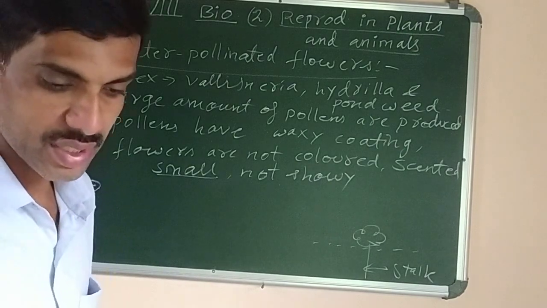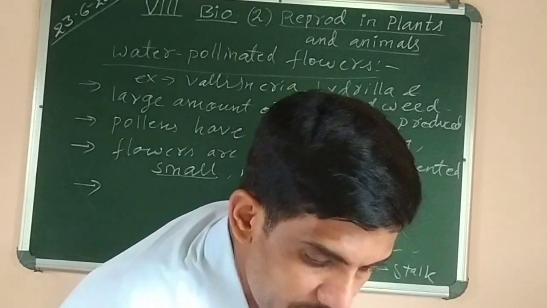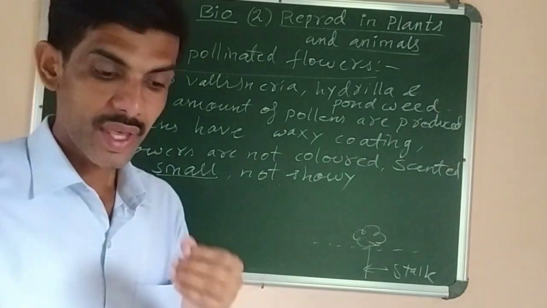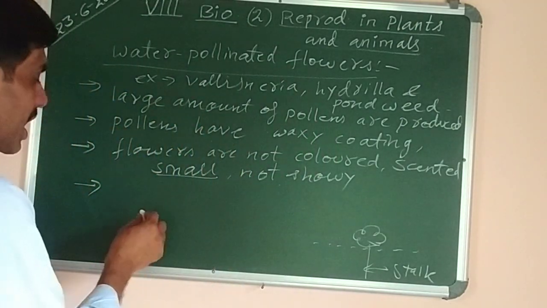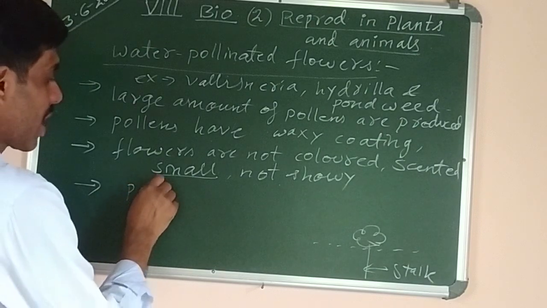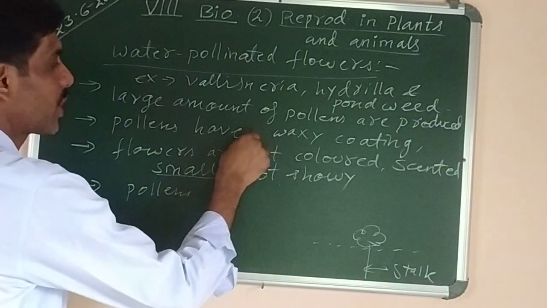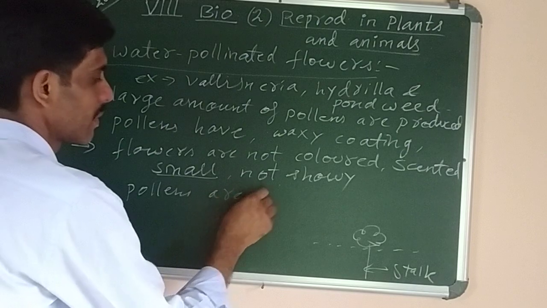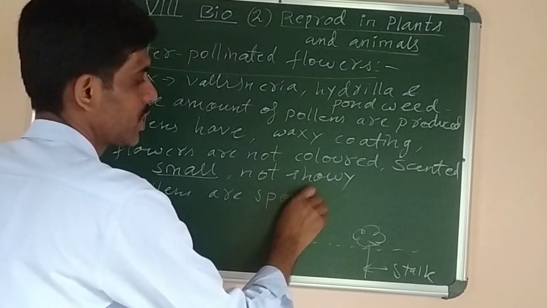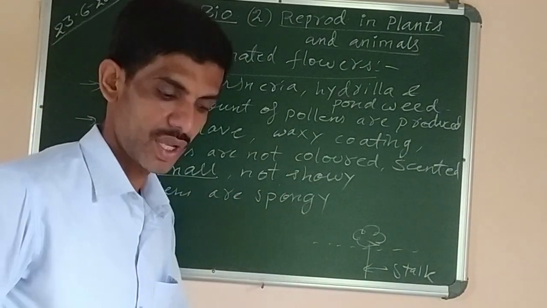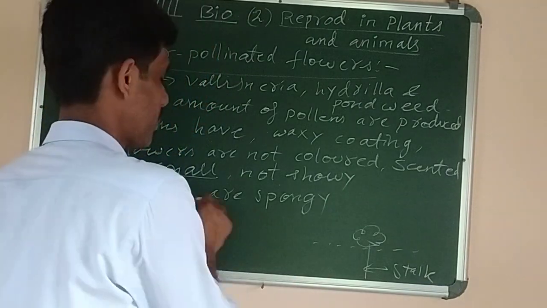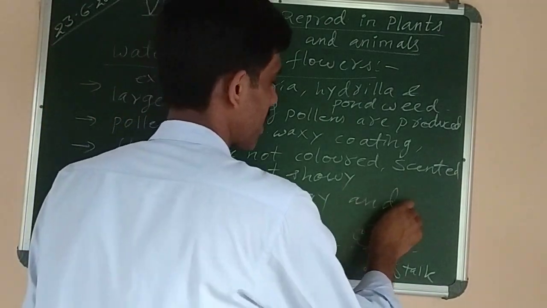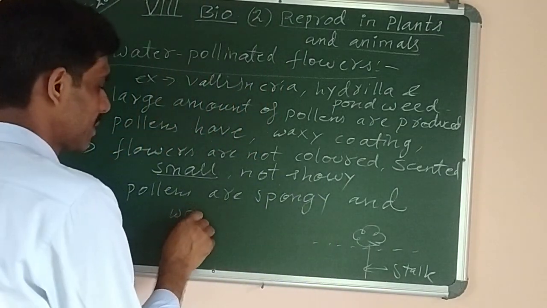Okay, so all these characteristics we have done. Pollen grains are produced in large quantity. They are spongy and water resistant. In your book it is given, the pollens are spongy and water resistant. Already I have written waxy coating is there. Why are pollens spongy? Because if they are like a sponge, they will not sink in water, they will float on the surface of water. So pollens are spongy and water resistant.